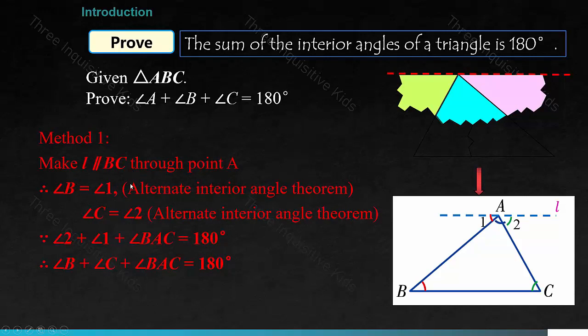We first draw line L, parallel to BC through point A. Therefore, angle B equals angle 1 using the alternate interior angle theorem, and angle C equals angle 2. Because angle 2 plus angle 1 plus angle BAC equals 180 degrees, angle B plus angle C plus angle BAC also equals 180 degrees. And these angles are all of the interior angles of this triangle.